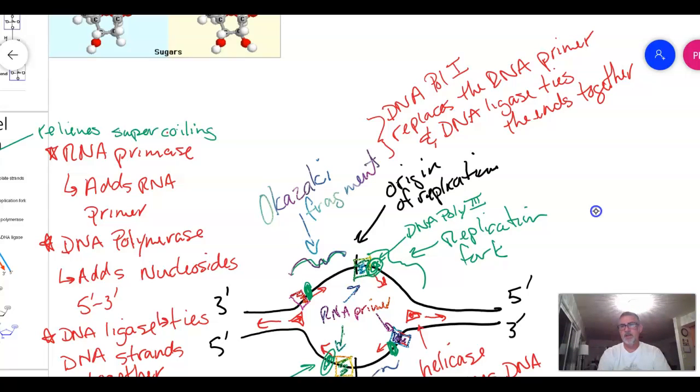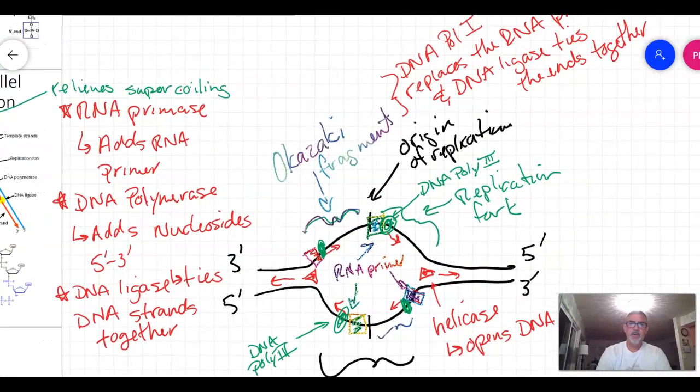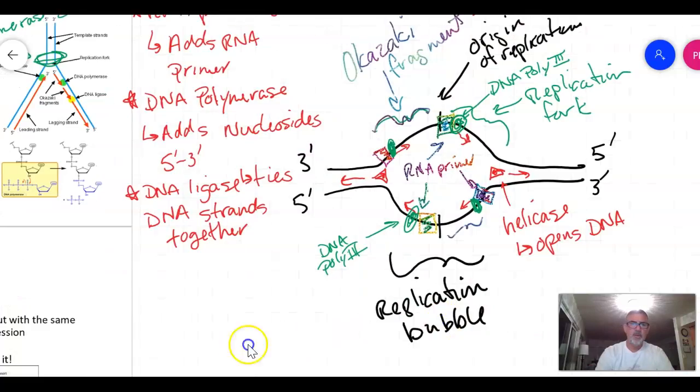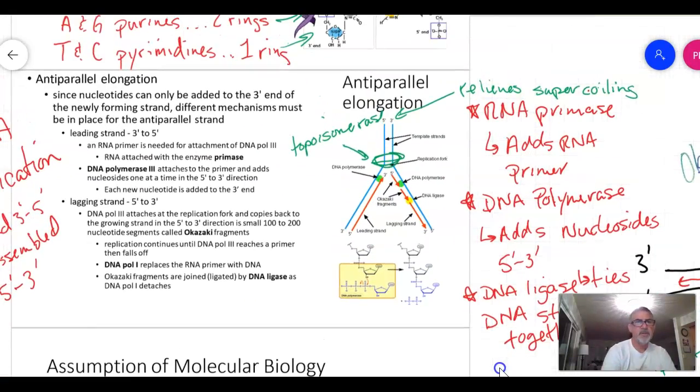DNA ligase will tie the fragments together. So, like I said before, we're really interested in enzymes because enzymes do a lot, right? So that's the whole DNA replication structure, and that's what we talk about here. So I do that here, and I give you this right here. So remember, this picture that I'm showing you, right around here, that's the replication fork.